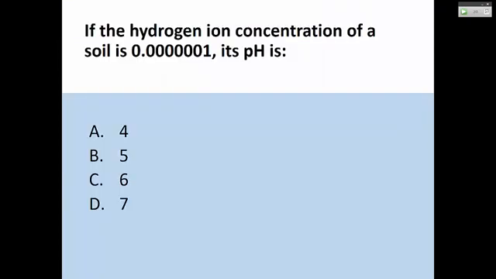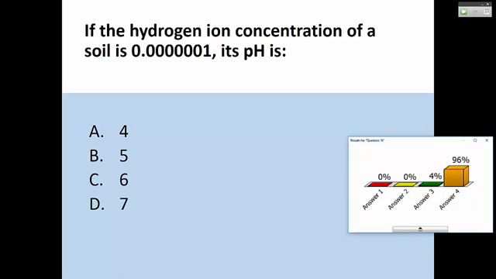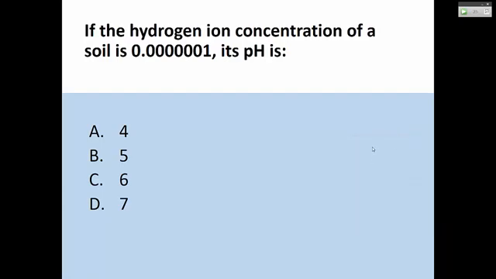Okay, if the hydrogen concentration of a soil is 0.00000001, its pH is... Very good. The answer is 7. 1, 2, 3, 4, 5, 6, 7. I had to move the decimal 7 places to get a whole number.